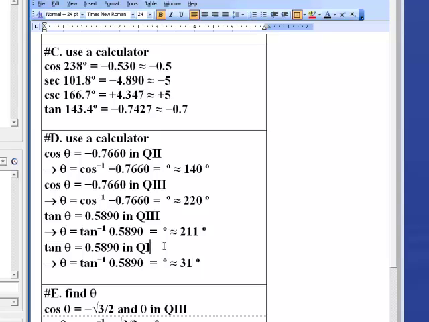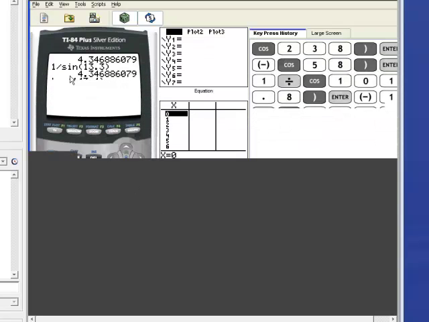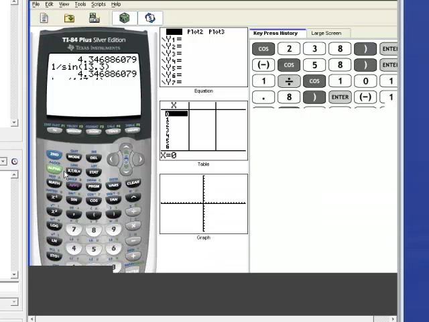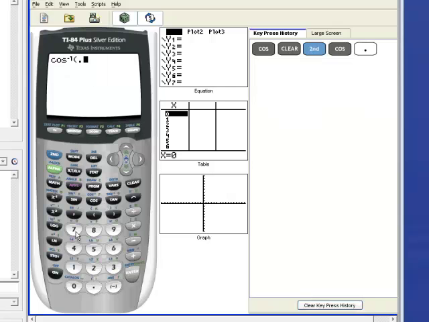Okay, let's go over to the graphing calculator. I'm going to jot these down here, my estimates, so I won't forget them. All right, graphing calculator. Okay, we're going to take the inverse cosine of 0.7660.